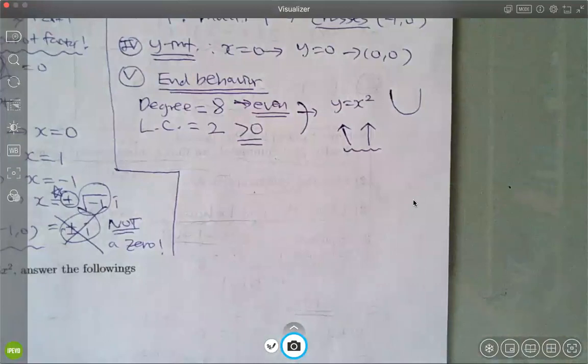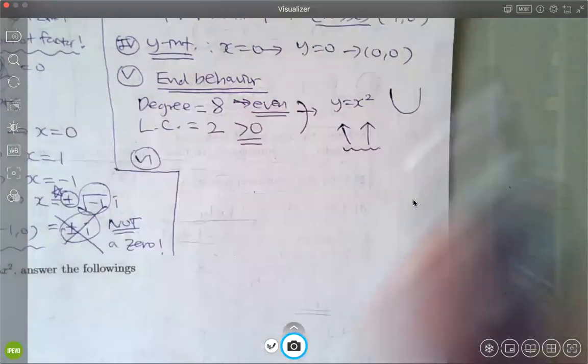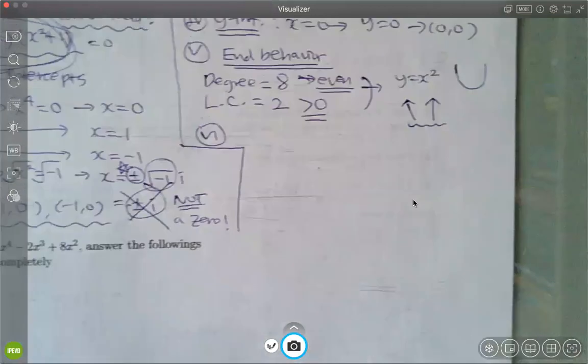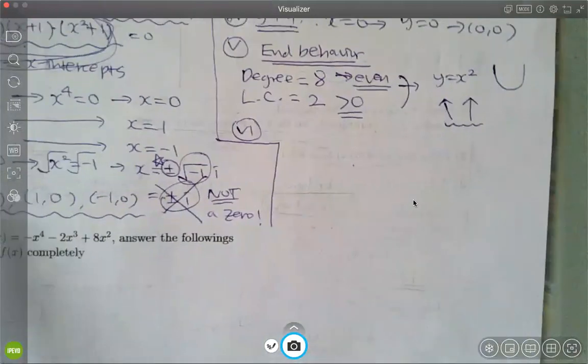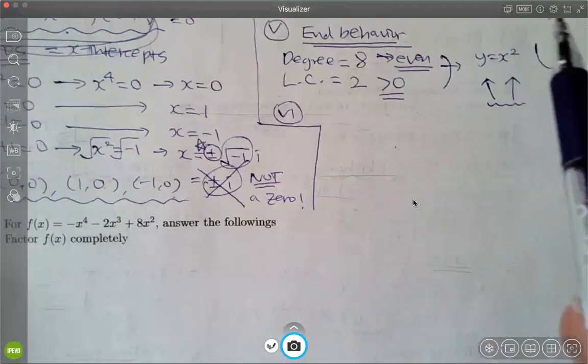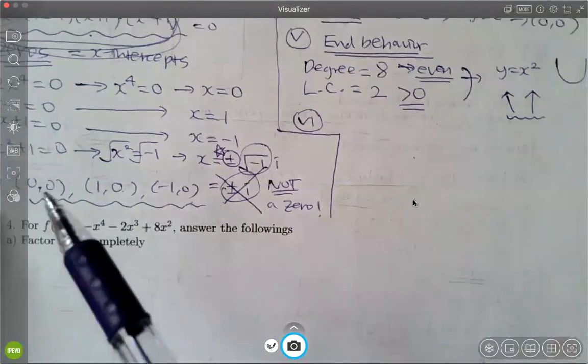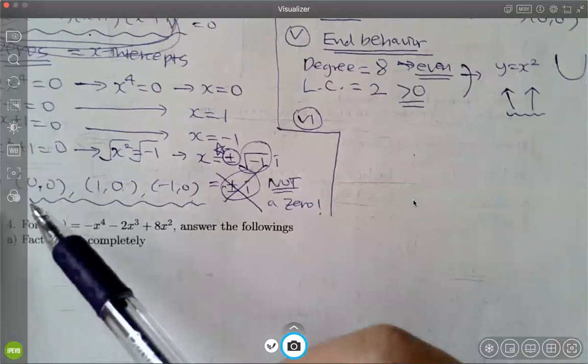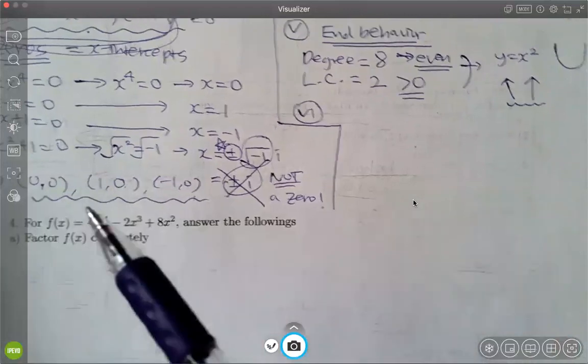Okay, so now here, how many points have we found so far? We have 3 x-intercepts: 1, 2, 3. And then we also have the y-intercept, but it's the same thing as one of the x-intercepts, right? So we technically have 3 points. And remember, that's not enough.